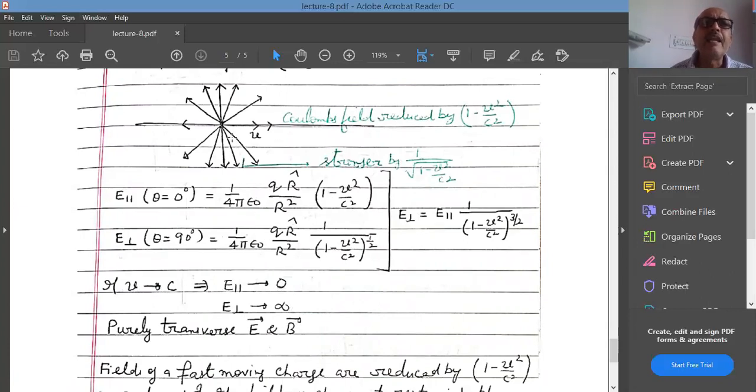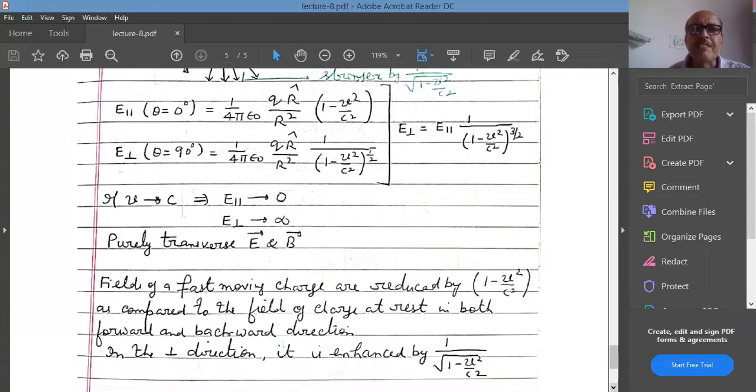Or we can say it is plane polarized. Plane polarized means that when the velocity of the charge approaches the velocity of light, the magnetic field and the electric field point perpendicular to the direction of the velocity of the particle. So that is what is meant by purely transverse electric and magnetic field. So fields of a fast moving charge, remember, not for a slow moving charge, this is the relativistic effect.